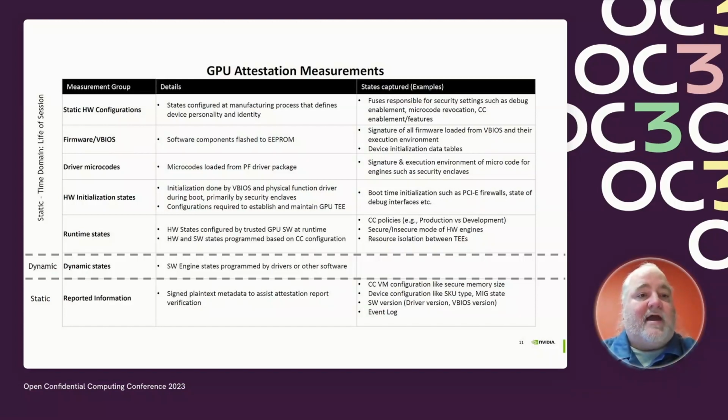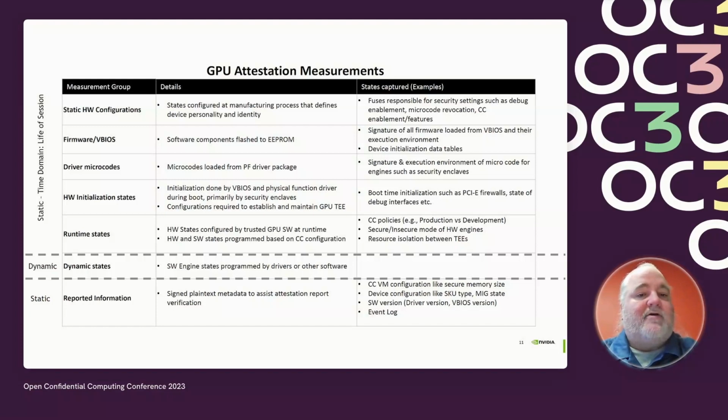The next category down we would talk about is things along the lines of firmware or vBIOS. These are all software components that are flashed into an external EEPROM on the GPU. All the firmware loaded from the vBIOS, the execution environment of the vBIOS, all the device initialization data tables, all of that firmware is measured by the roots of trust. The root of trust then keeps those measurements around and endorses it later as part of the attestation.